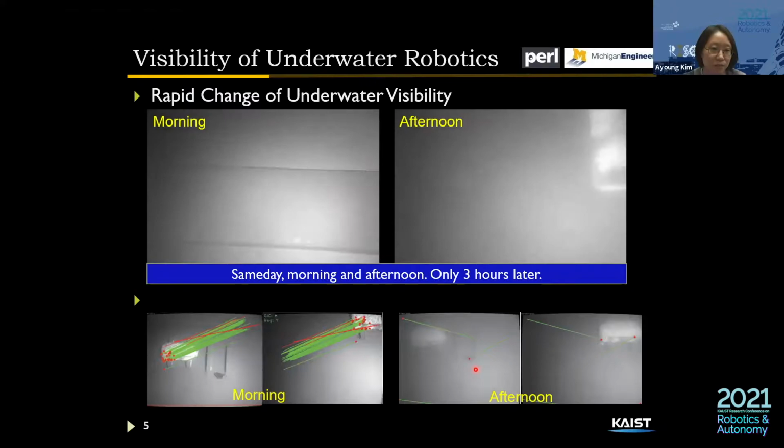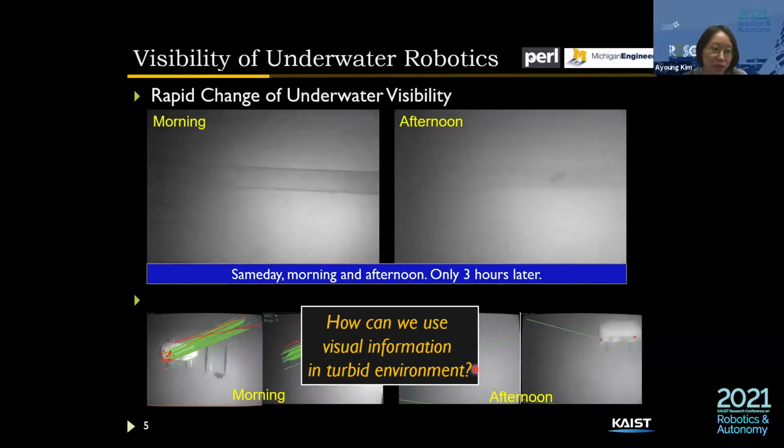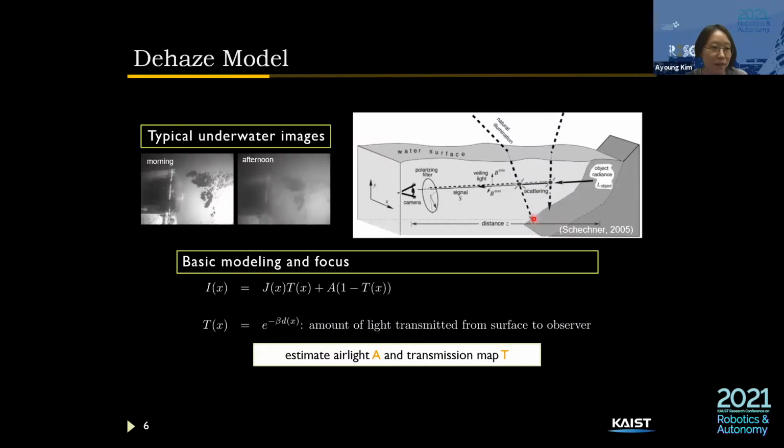So this kind of motivated me a lot. How can we use the visual information even in the turbid environment? So this is the same spot, but the visibility has changed so dramatically. So we thought about three possible solutions. And we actually did them one by one.